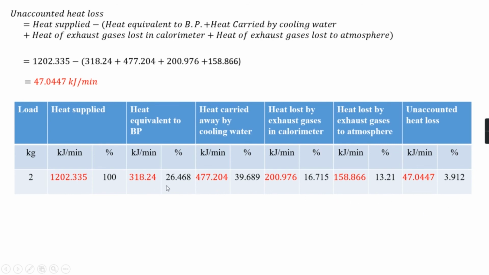That is heat equivalent to brake power. I'll divide 318.24 by 1202 into 100, which will give me the percentage of heat equivalent to brake power. So and so forth. Again I will divide 477.2 by 1202 into 100, which will give me the percentage of heat carried away by cooling water. So this is how we'll calculate the heat balance sheet.